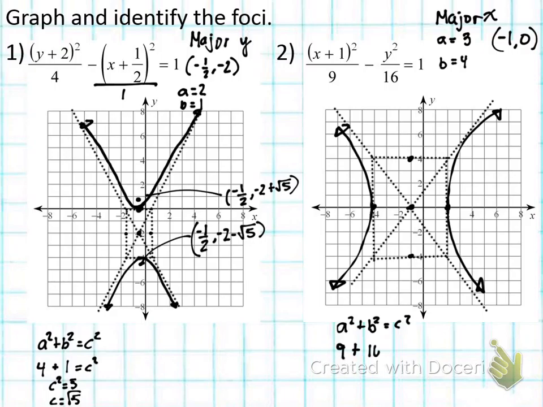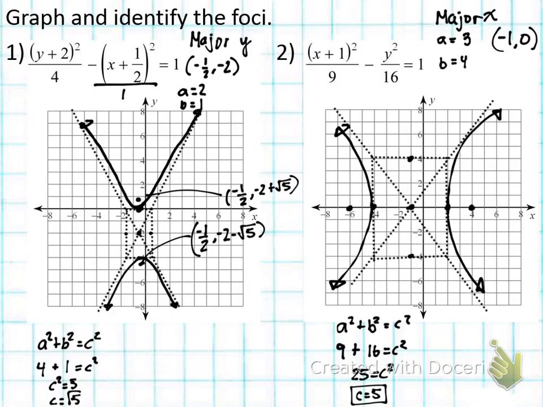is 16, which is equal to c squared. 9 plus 16 is 25. So therefore c is equal to 5. Okay. So from the center now, we're going to go left and right 5. So we're going to count from the center, going right 5, putting a point there, and left 5, putting a point here, and these are our foci.